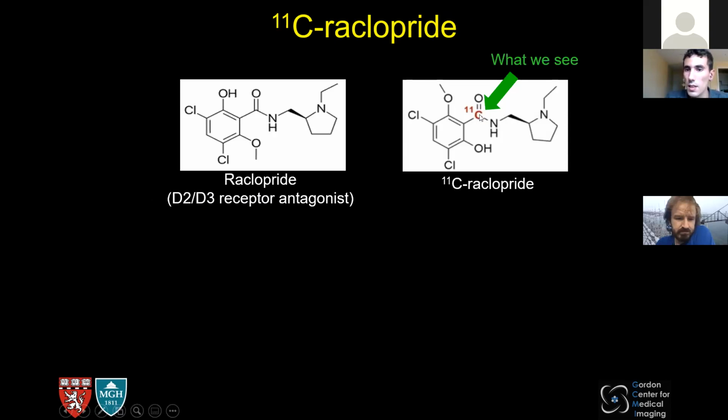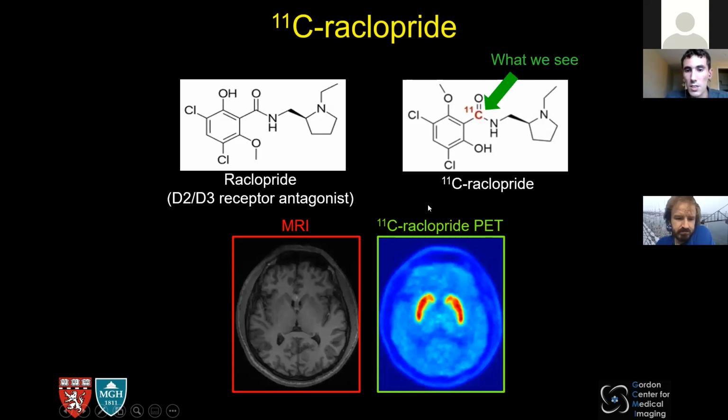So you can see that the only difference here is that you have a carbon 11 in lieu of, instead of the carbon 12, basically. And that's how you're going to be able to image that with your PET camera. And this is the type of image that you get with raclopride. So compare that to an MRI image. So MRI, very high definition, a very high resolution anatomy of the patient. So all the gray matter, all the brain structures here. And this is the raclopride PET image.